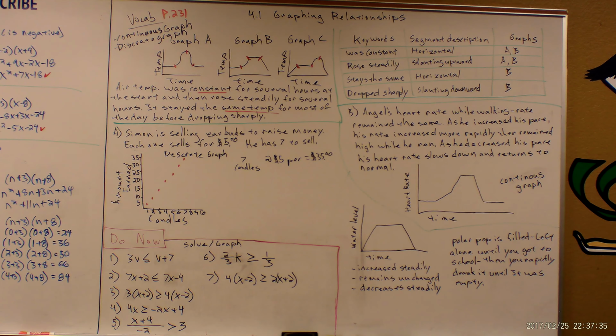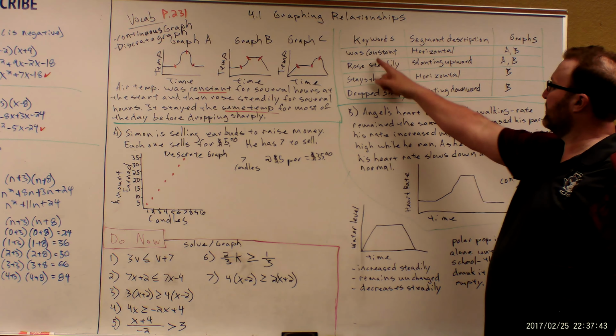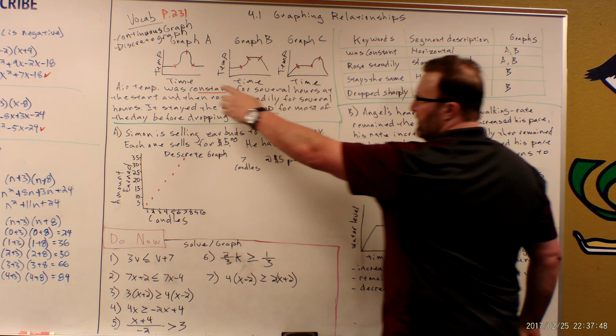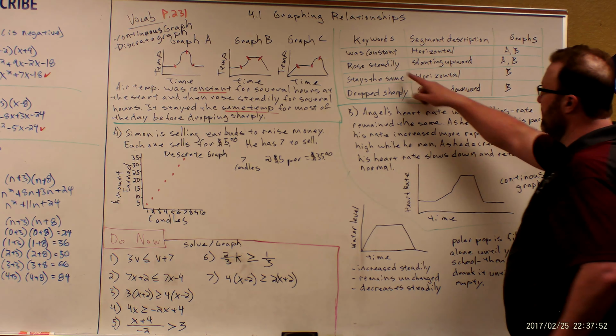Okay, so what we're doing here is graphing relationships, and I want to start on this table. These are the words that you're looking for. "Was constant" means something's going horizontal. So if I break it down into segments, this would be horizontal, horizontal, horizontal, horizontal.